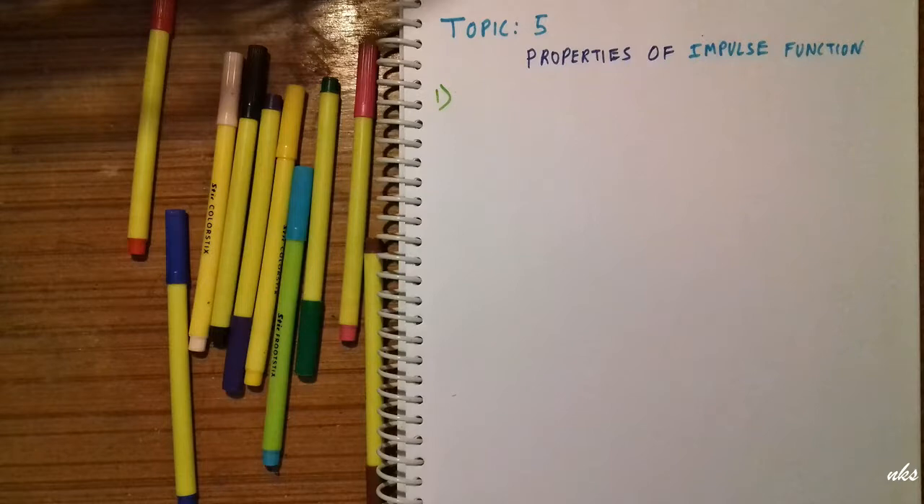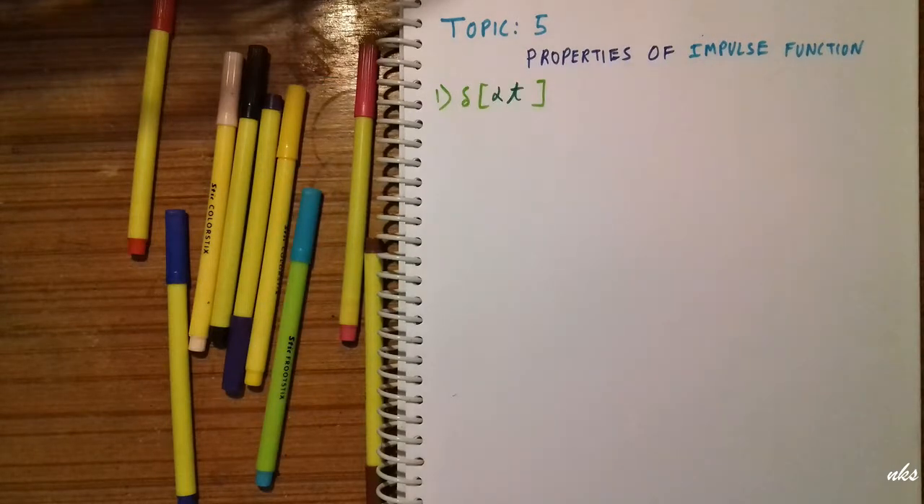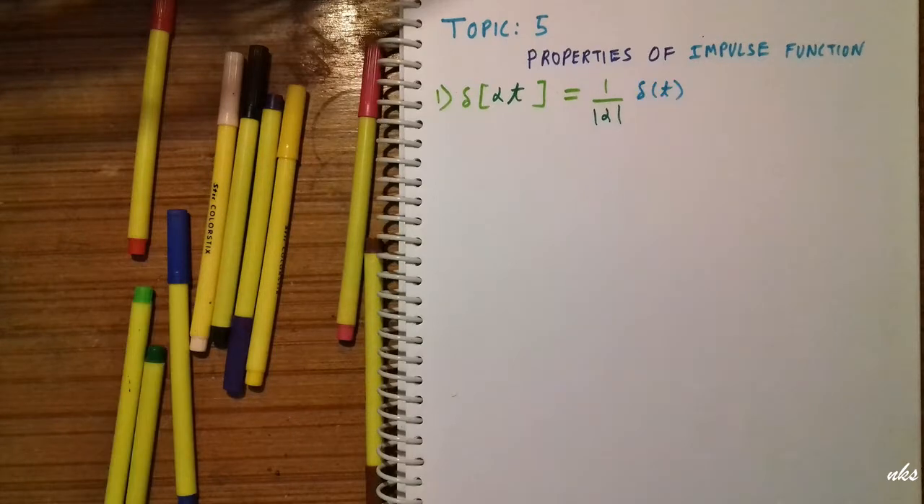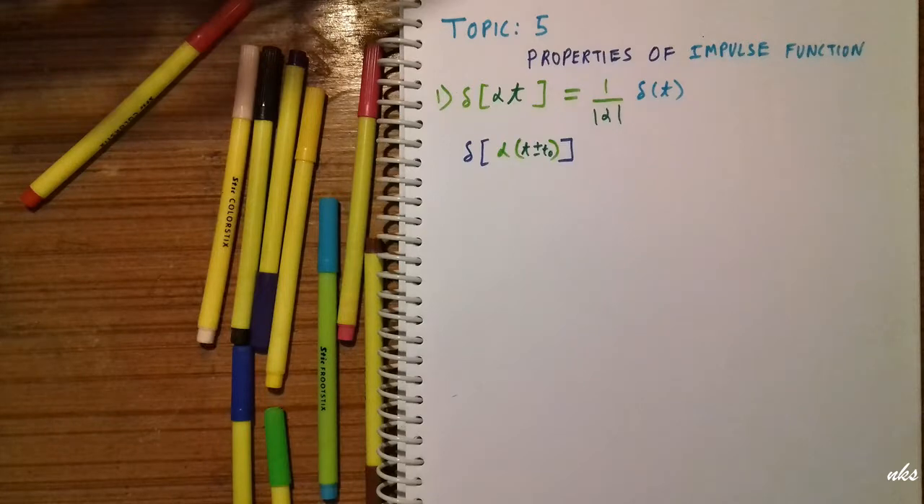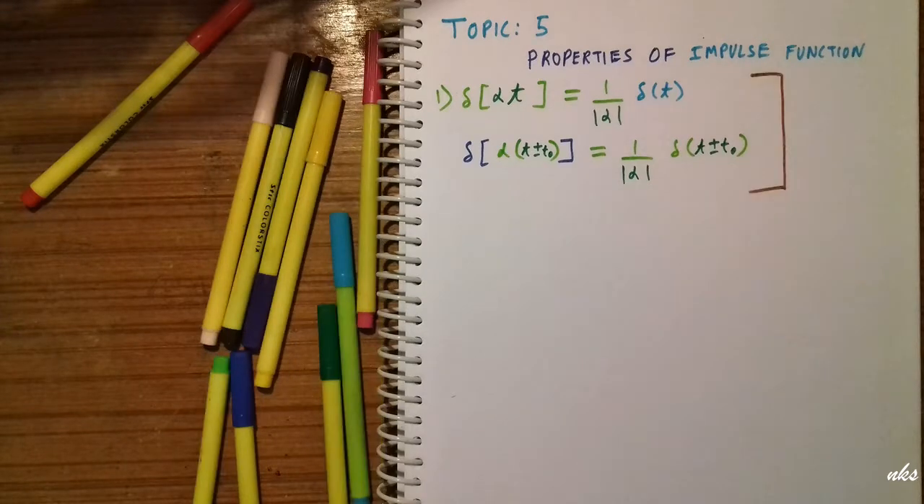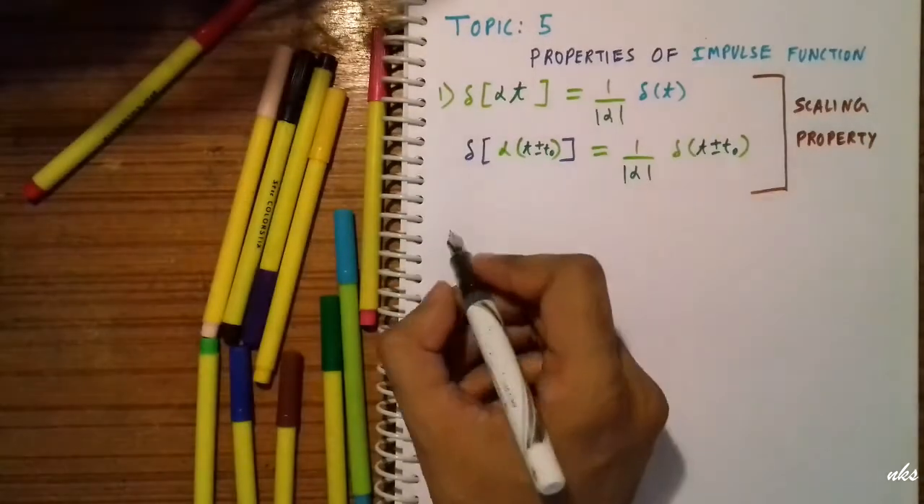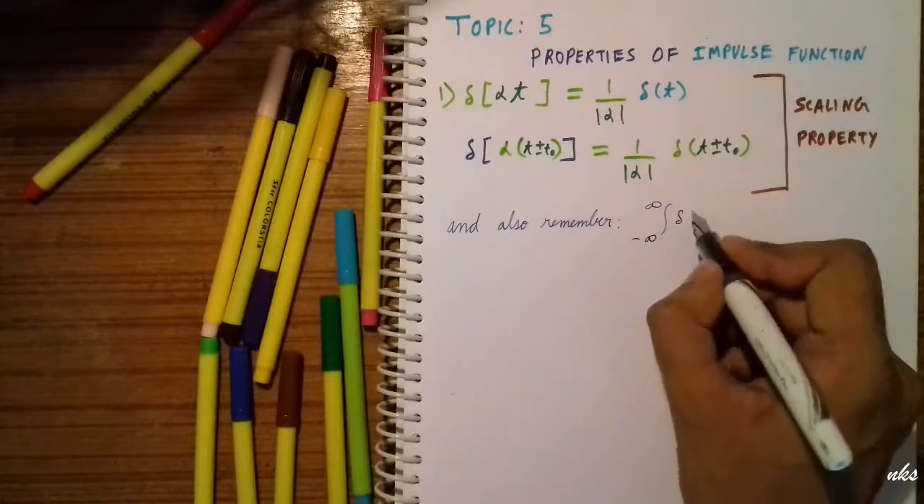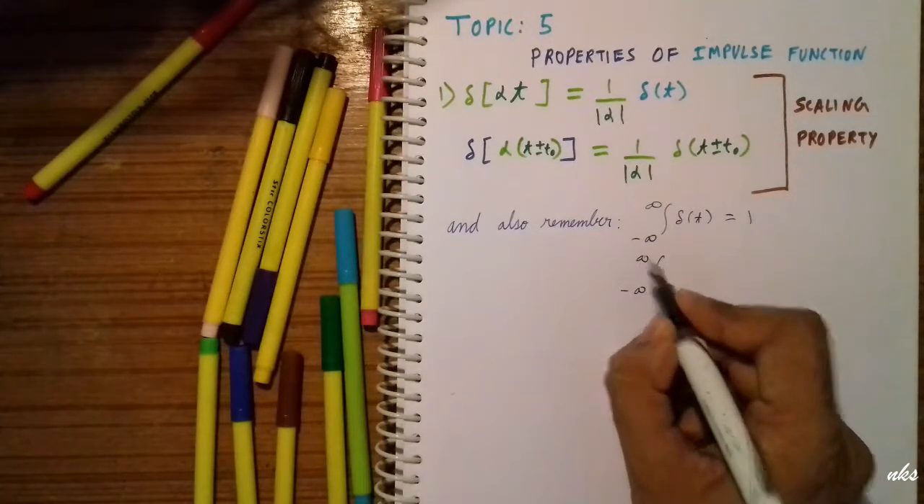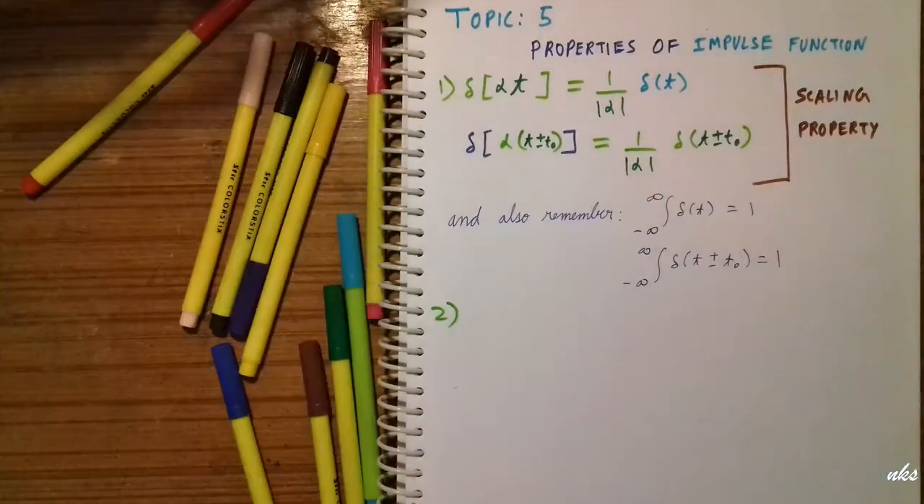First property: δ(αt) is equal to 1 upon |α| into δ(t). We can also say it in this way: δ(α(t − t₀)) is equal to 1 upon |α| into δ(t ± t₀). This is known as the scaling property. And please also remember these: the integration from −∞ to ∞ of δ(t) is equal to 1, and similarly the integration from −∞ to ∞ of δ(t ± t₀) is equal to 1.